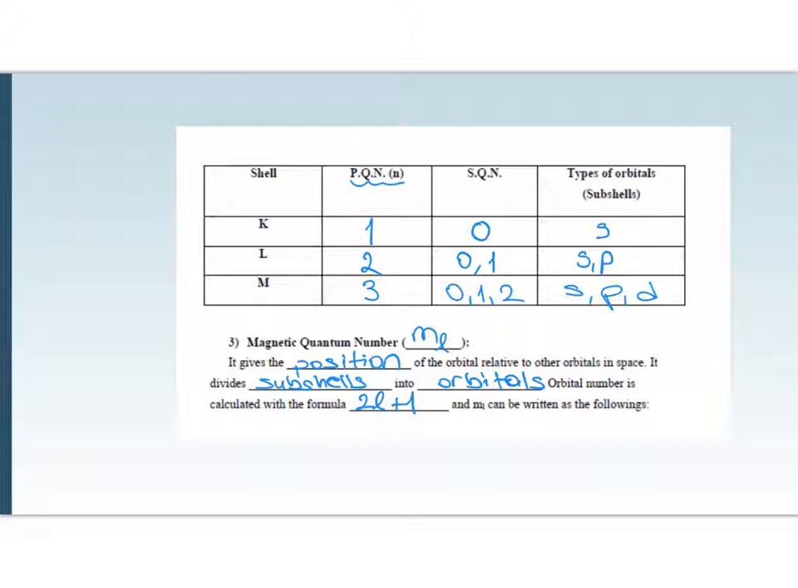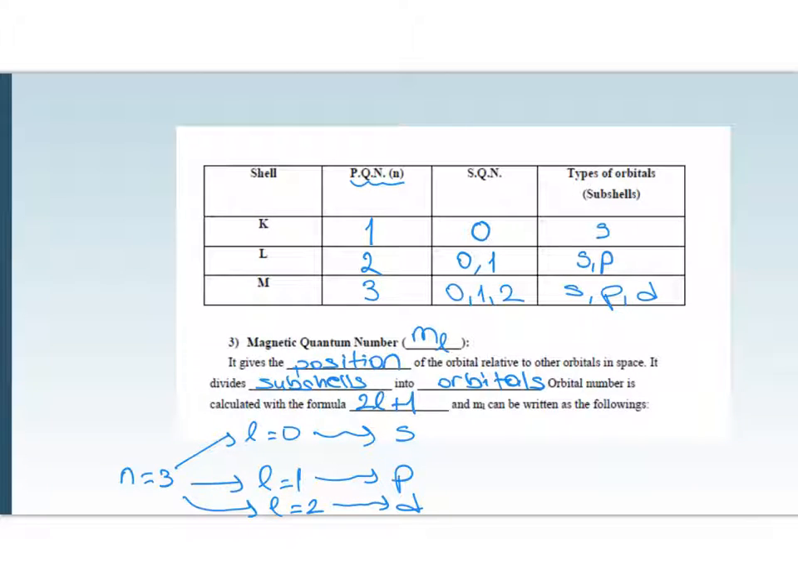Okay, look at an example. If n is equal to 3, remember l is equal to 0, l is equal to 1. You can also have l is equal to 2. Now this means that you have s type of orbital, p type of orbital, and d type of orbitals. Now how many orbitals do you have in these types? So in this case, you're going to use this 2l plus 1 formula.